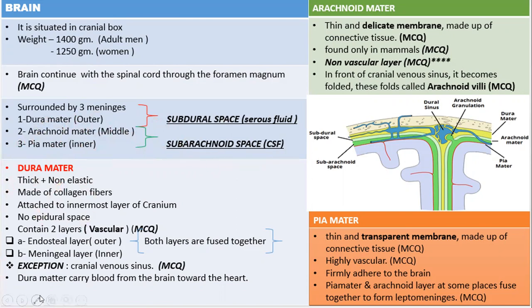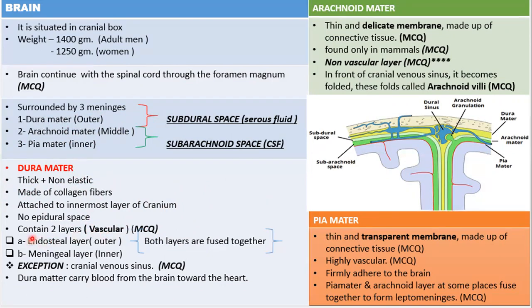Now let's discuss what the dura mater is. The dura mater is our outer layer, as we have already discussed. It is thick and non-elastic. It is made up of collagen fibers. So dura mater is the outermost layer, right? It is the layer that is attached to the cranium. So no epidural space is present between cranium and dura mater.